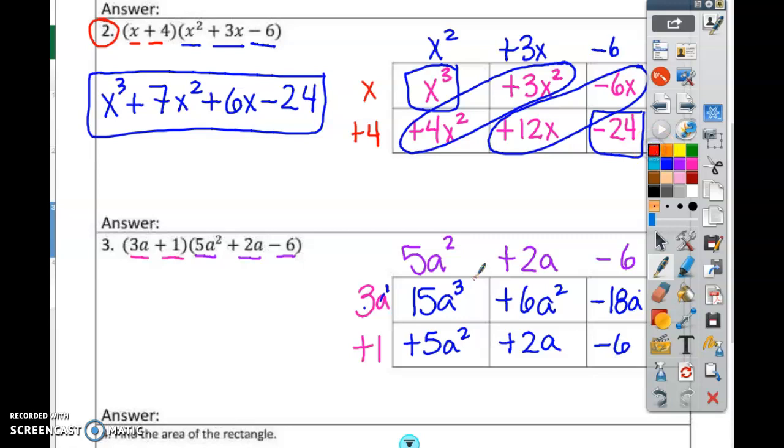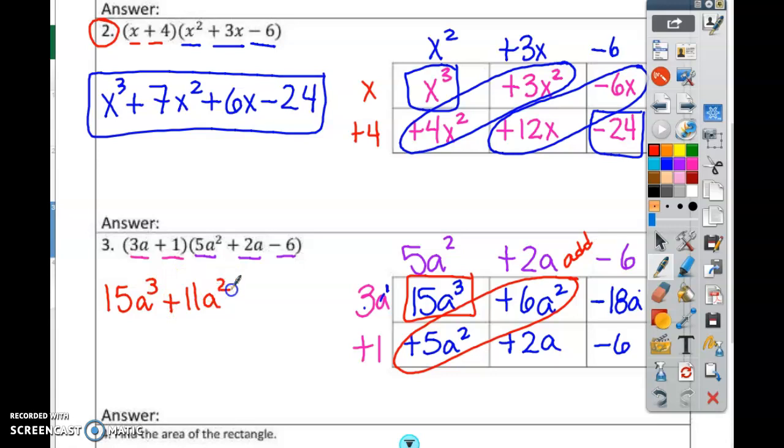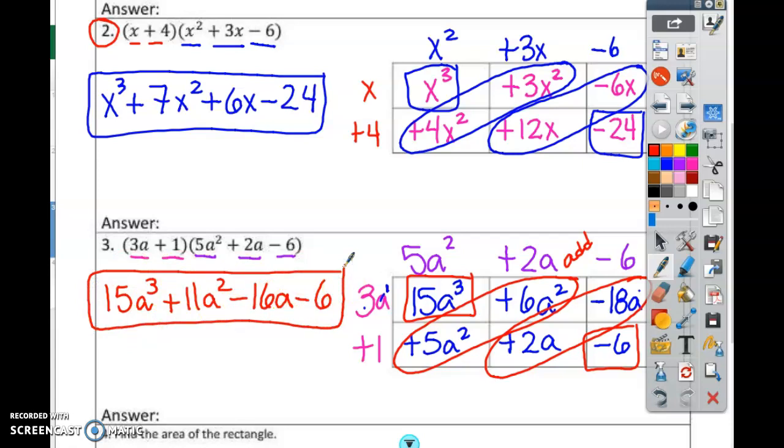So in the front, this goes first. So 15a cubed. Then you add these two. What do you get? 5 plus 6, 11. So plus 11a squared, because it goes in order. And then you add these two. 2 plus negative 18. Negative 16a. 3, 2, 1. The next one is 0. That's a negative 6. No x. Okay?